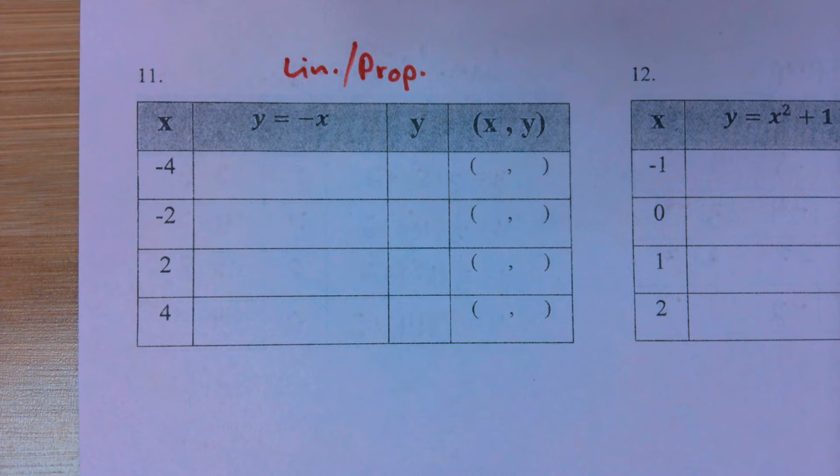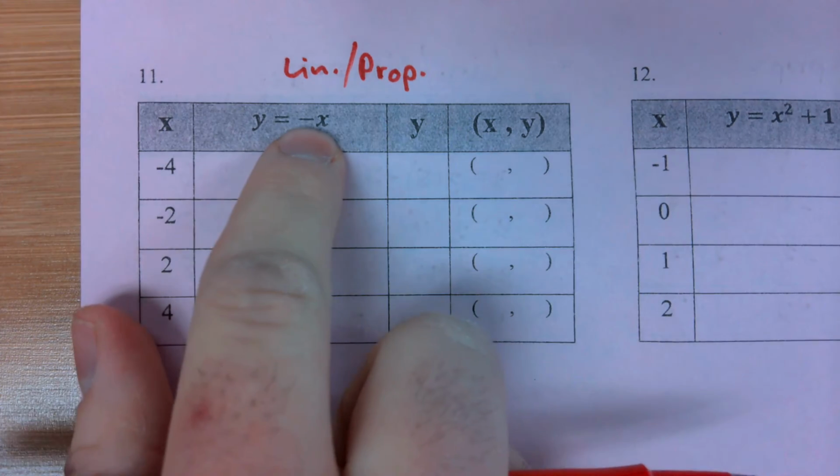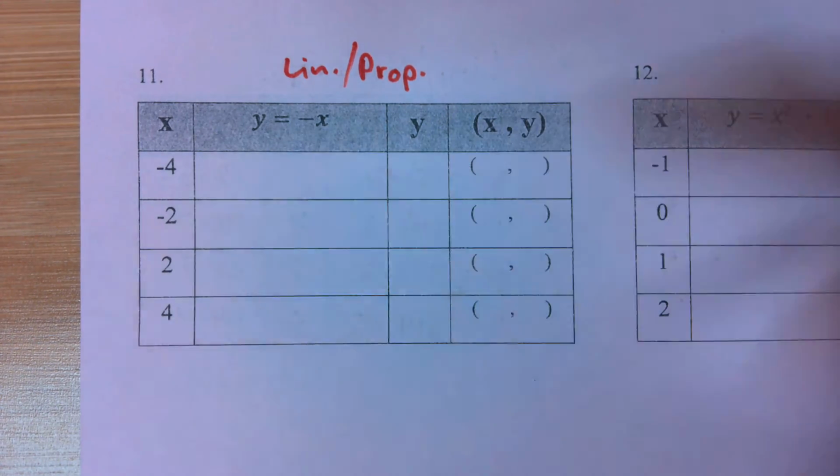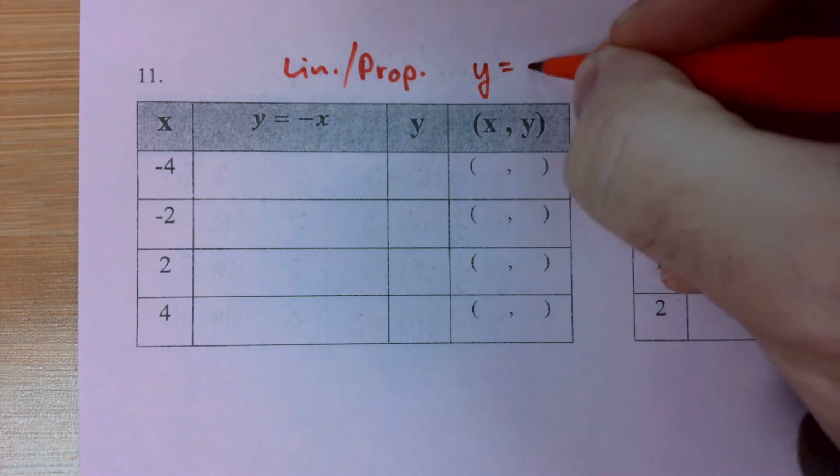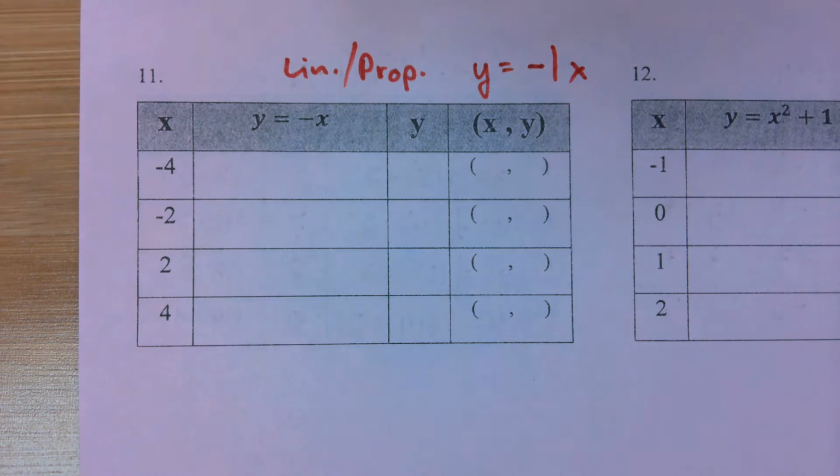Now, what's our slope of this function? What's our slope? Negative 1 is our slope, right? We don't see a 1 there, but really this equation is y equals negative 1 times x. Right? We can't forget about that negative sign just because there's no number next to it. That's still a negative x.